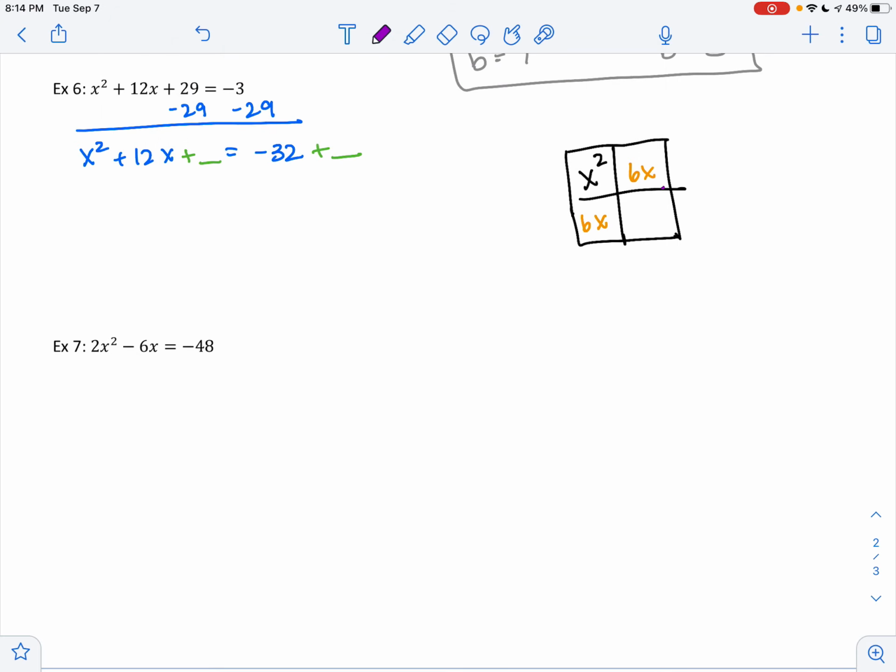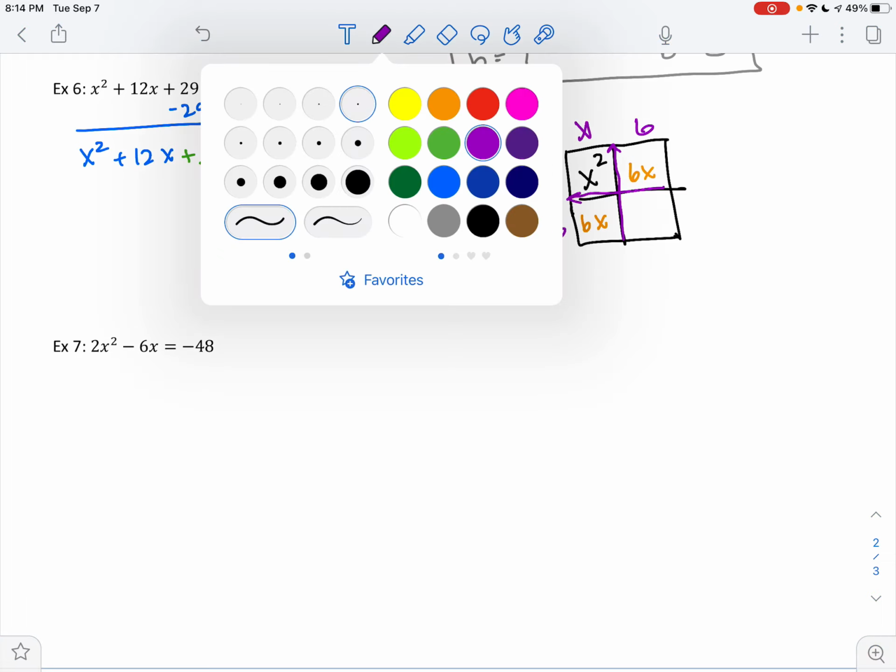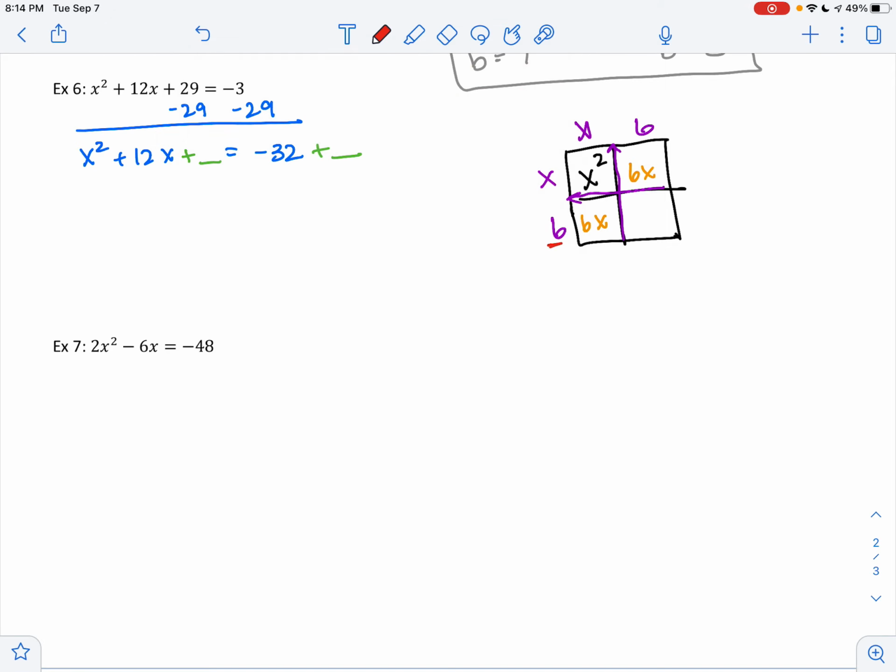The greatest common factor of my top row is x. The greatest common factor of my left column is x. X times 6 would give me 6x, and x times 6 is 6x. The missing number that completes the square is going to be 6 times 6, which is 36. So 36 is that value that completes the square.